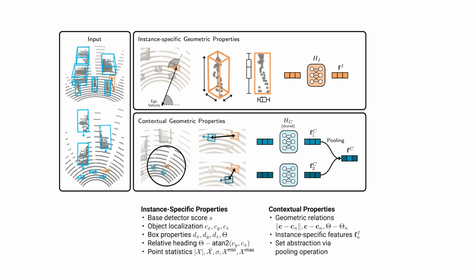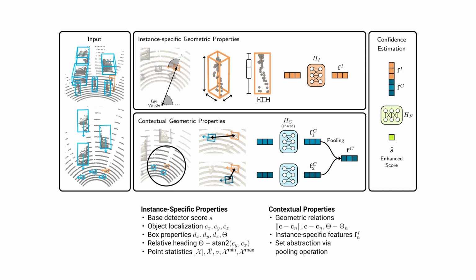In order to evaluate the plausibility of a detection in a more holistic way, we use the geometric relations to the surrounding objects within a certain radius. The distance and direction to the neighbors, as well as the instance-specific features of the neighbors, are encoded using a shared weight MLP and then combined into a single representation using max pooling. Based on the concatenated instance-specific and contextual features, the new confidence value is then determined using a final MLP.